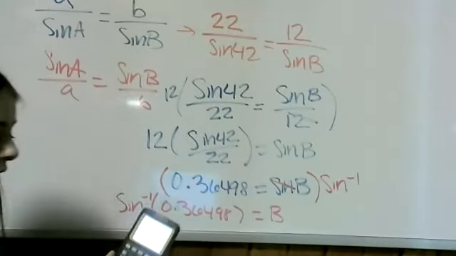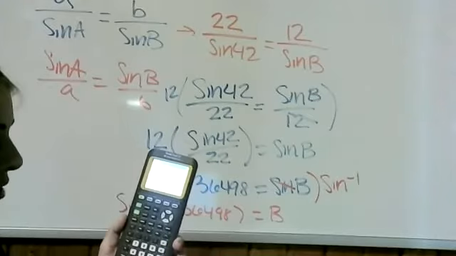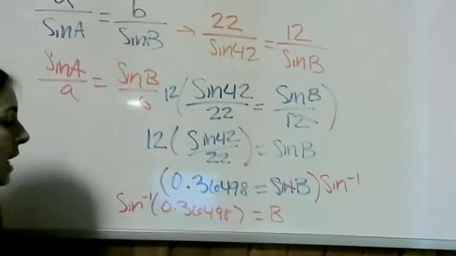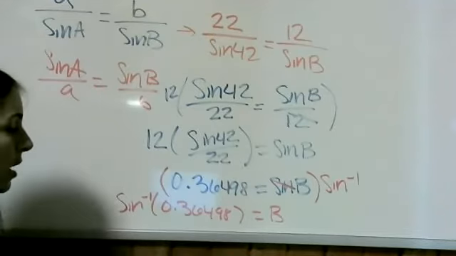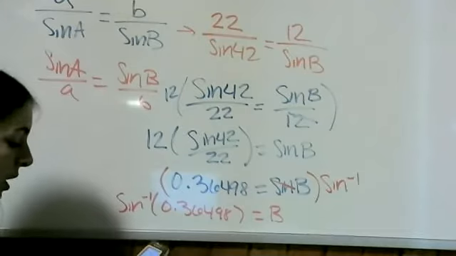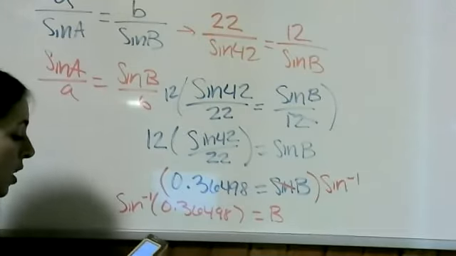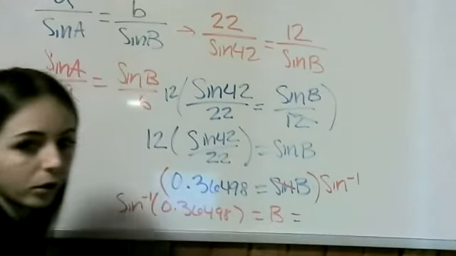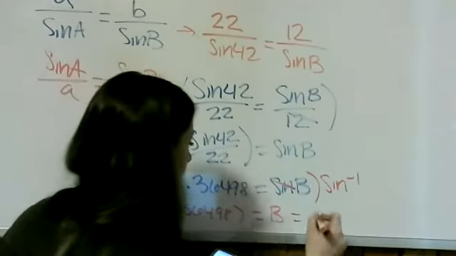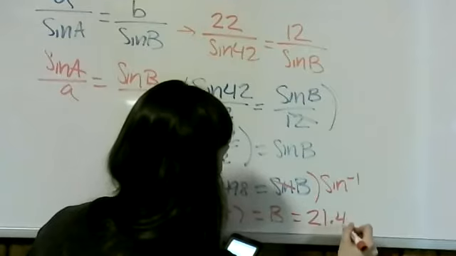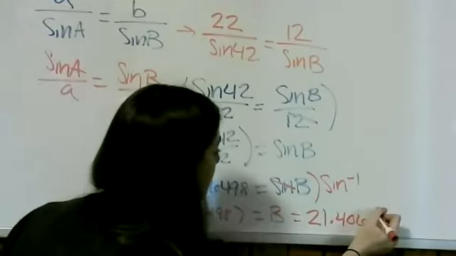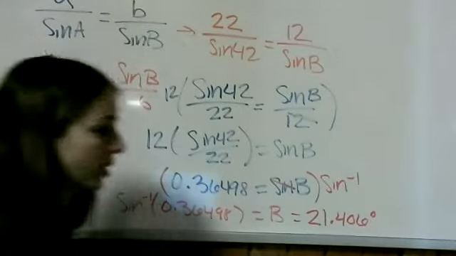Then you can do one of two things. I'm going to scroll up to my previous answer and hit enter, and it automatically inputs that entire decimal for me. If that's not something you want to do, as long as you get a decent amount of that decimal there, or at least round it properly, you'll still get very close to the same accurate answer. Go ahead and press enter, and I get a B value of 21.406. Okay, that is the degree measure.